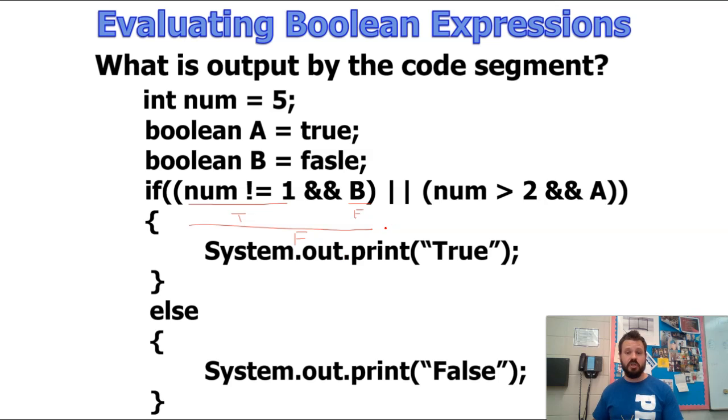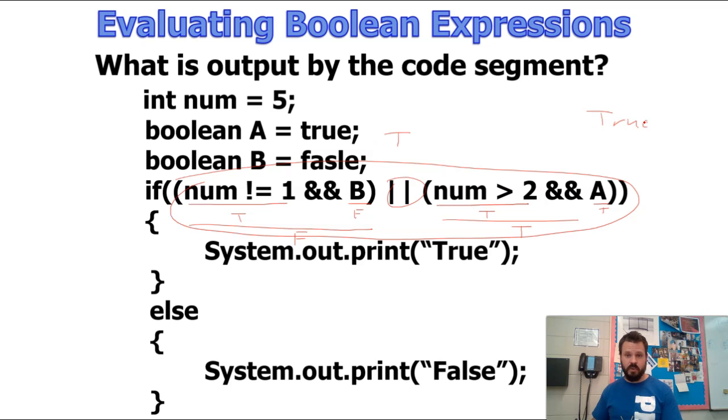Okay, now the conditional overall could still be true if the right side is true, so let's take a look at that. Again, we've got an and within the parentheses, so both sides of that and have to be true. Num is greater than 2, num is 5, so that is true. A is true, meaning that this whole thing here is true. And again, since we're dealing with an or, since one side of it is true, that makes the entire thing true. So once again, we'll get true output to our terminal from this program here.